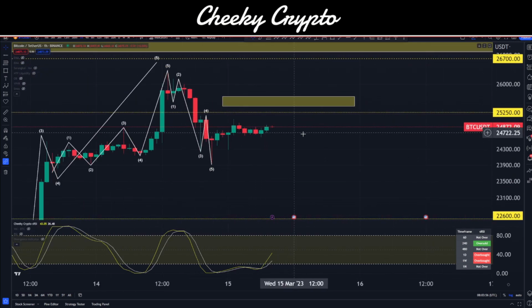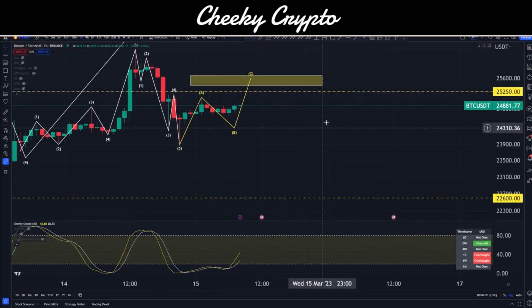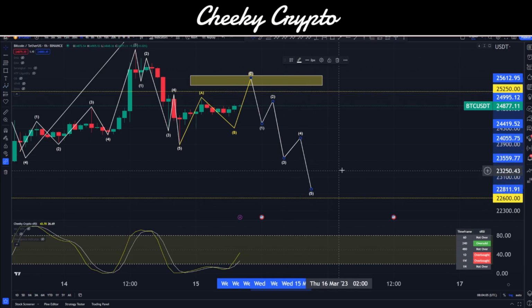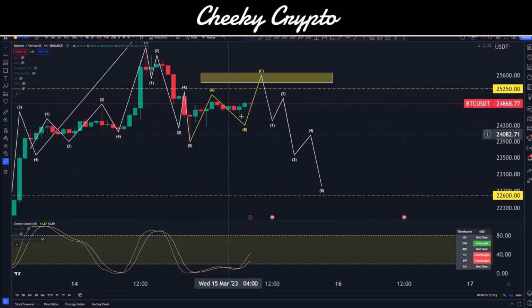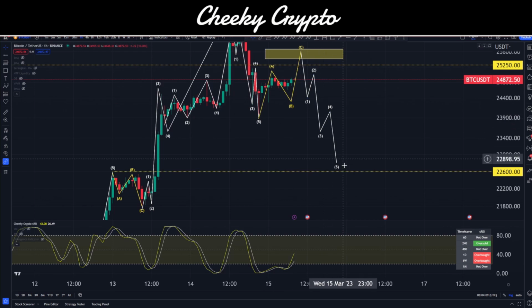Now, if you start with 5 waves, you have to end in 5 waves. So if we do go ahead and finish off this structure up here, then the next expectation is going to be 5 waves down. 1, 2, 3, 4, and 5. Okay, and we'll either end up with this corrective zigzag pattern, or we're going to go impulsive and we're going to cross the level of 22,600.